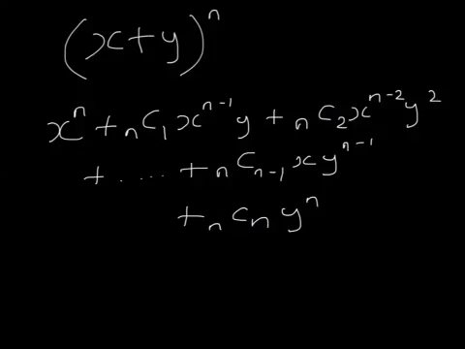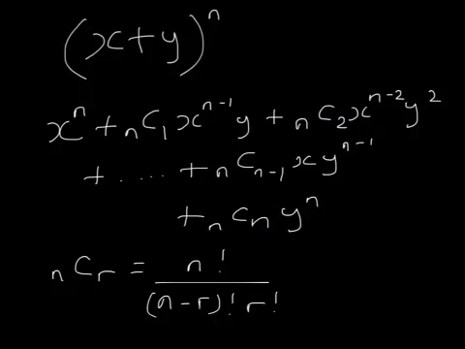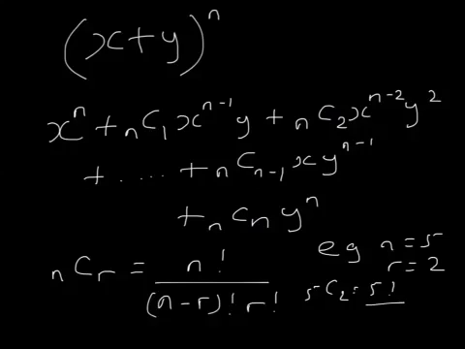You may have seen this in C2, you may not, but the formula for nCr is n factorial over n minus r factorial, r factorial. So, for example, if n equals 5 and r equals 2, then 5C2 is 5 factorial over 3 factorial, 2 factorial, which works out to be 10, which is what you would get if you're using Pascal's triangle or simply pressing the buttons on your calculator.